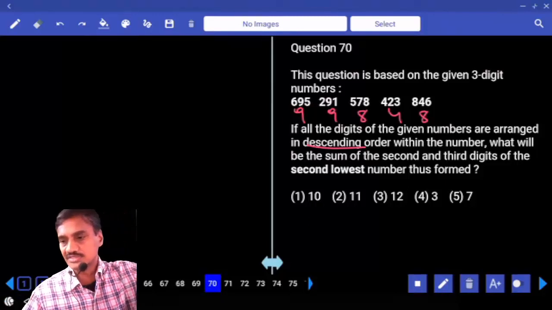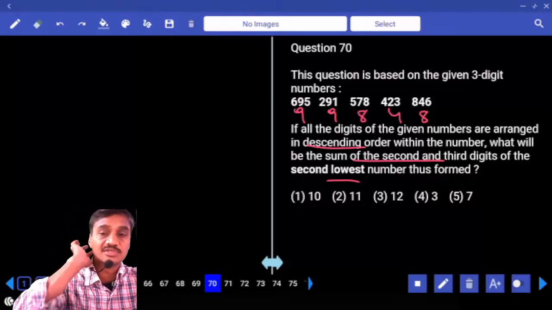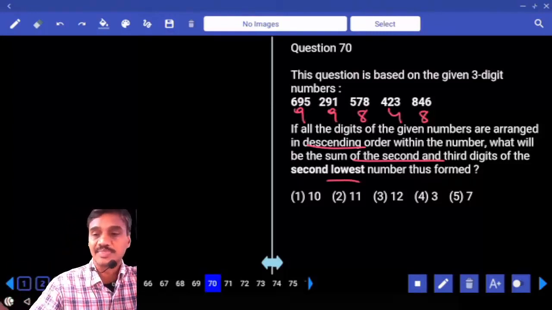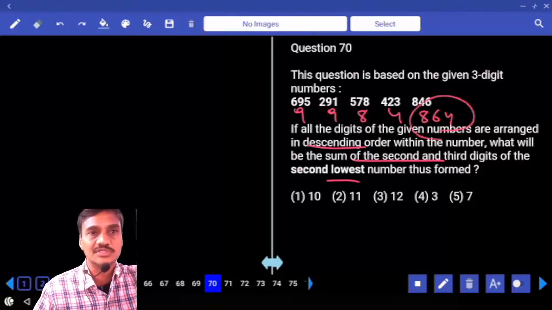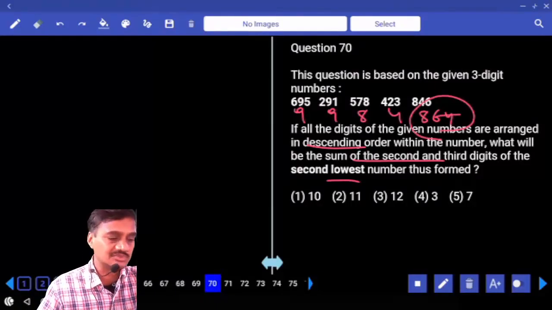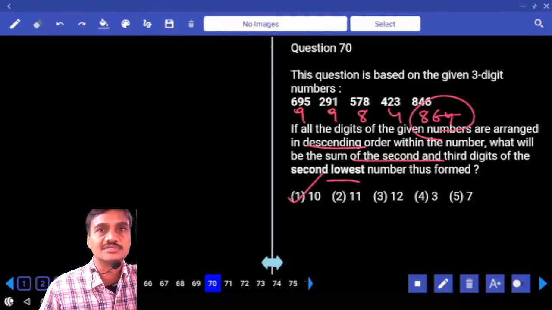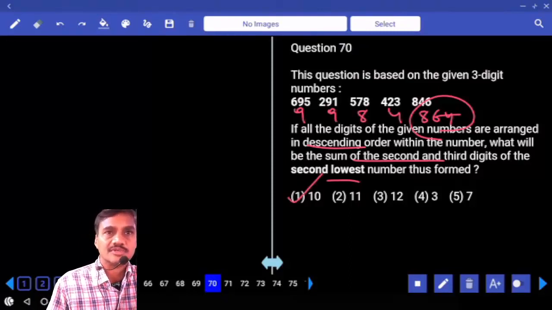Then what will be the sum of the second and the third digits of the second lowest number? Now second lowest number is, 875 and 864. 864 is the second lowest. Now the sum of the second and the third, 6 plus 4. What is your answer? 10 is the answer. Done?